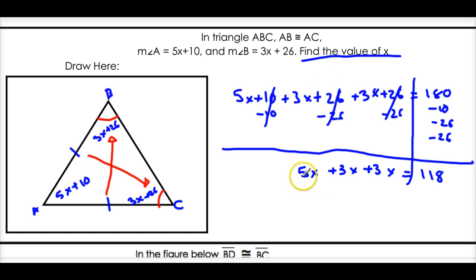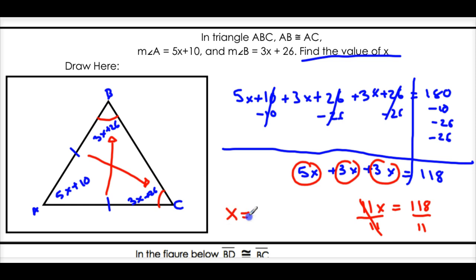From there, we combine our like terms. We know that all of these are on the same side, right? So when they're on the same side, we just combine them. So we get 11x is equal to 118. We divide both sides by 11. And we get x is equal to, well, let's see, 118 divided by 11.